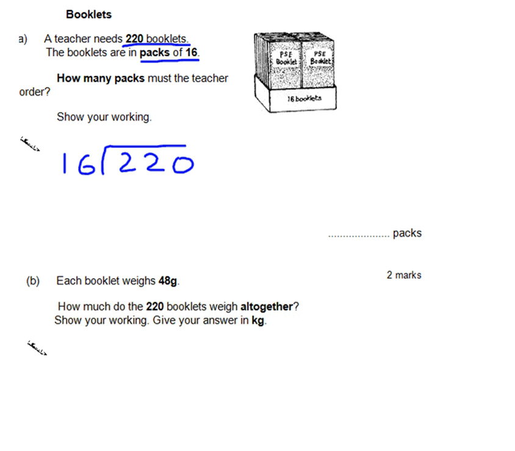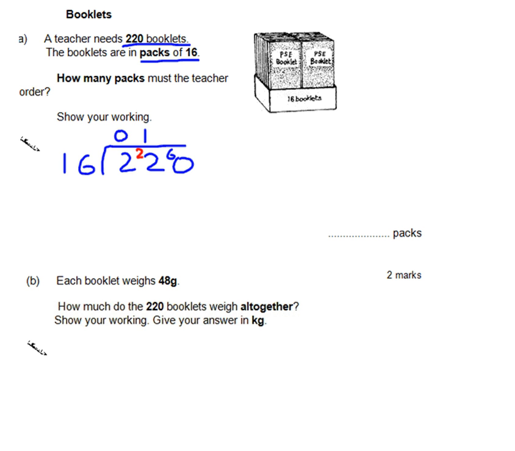So we say how many 16s in 2? The answer is, of course, 0. So that 2, because we can't use it up, carries on to the next number. How many 16s in 22? Well, the answer is 1. Okay, but with 6 left over, because 1 times 16 is just 16. What we really wanted was 22. We're 6 short. We then say how many 16s go into 60?